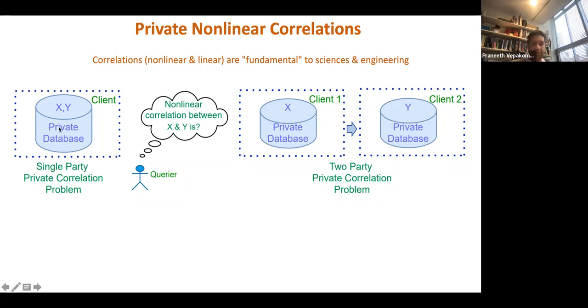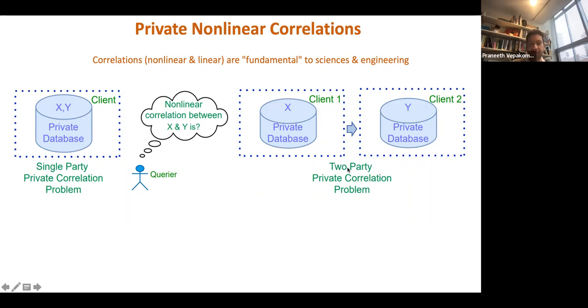So to be clear, the problem we're talking about is the one on the right. You could have a single-party private correlation problem, where all the variables that you're dealing with are on a single database on a single client. And then some querier can say, what is the correlation between some variable X and Y, but give me the correlation while preserving the privacy of this data set. We're talking more about the distributed setup.